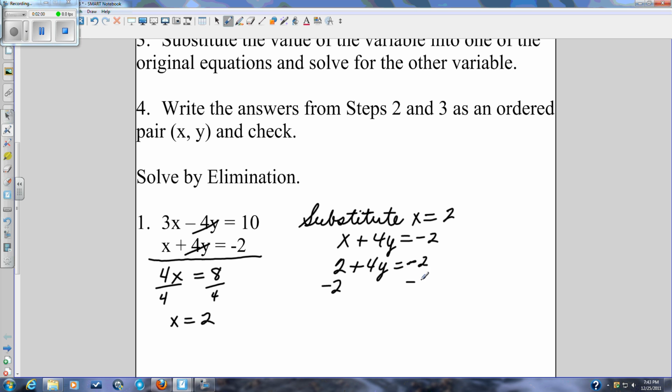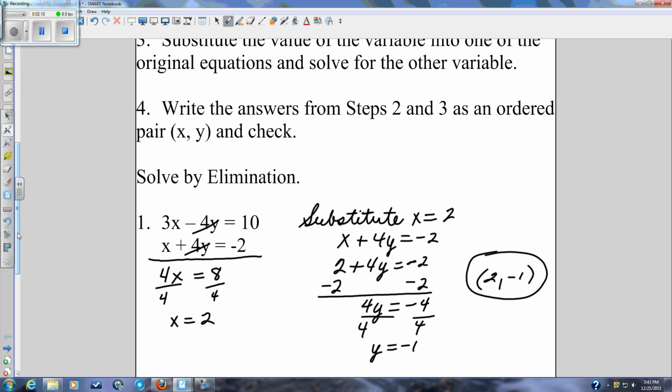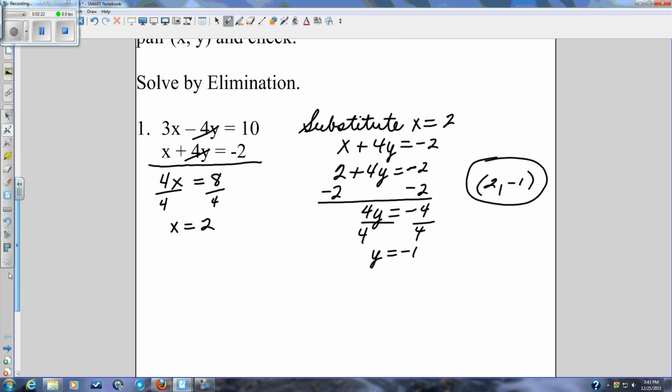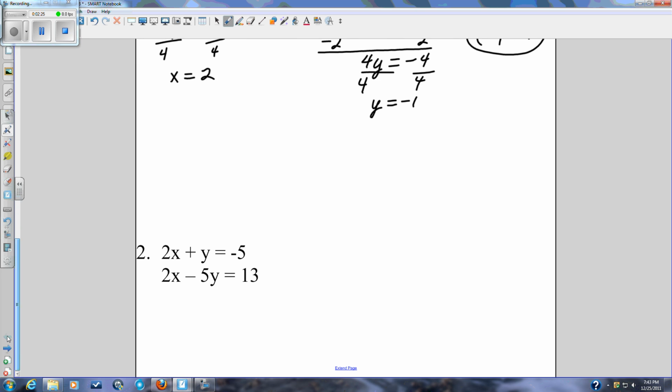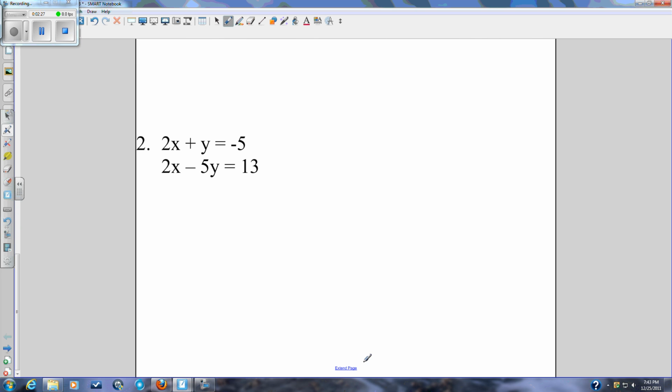Subtract 2 from each side. So we have 4y equals negative 4. Divide each side by 4. And y equals negative 1. So we get an ordered pair of 2, negative 1. Okay, and you notice we did add the equations together, and that is why it is sometimes known as the addition method.